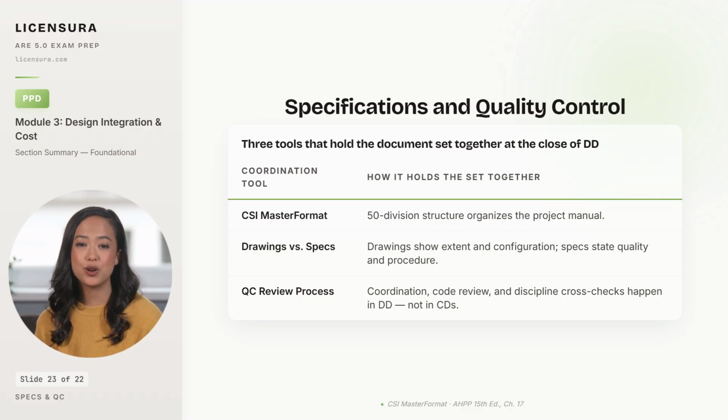And quality control review is the discipline that catches the integration errors before they propagate. Coordination cross-checks between disciplines, code review against IBC and accessibility, and discipline-level peer review all happen during DD, because catching the error at this phase is cheap, and catching it in construction documents is expensive. 4 takeaways close the foundational arc into the integration rhythm the design development phase asks the architect to run.